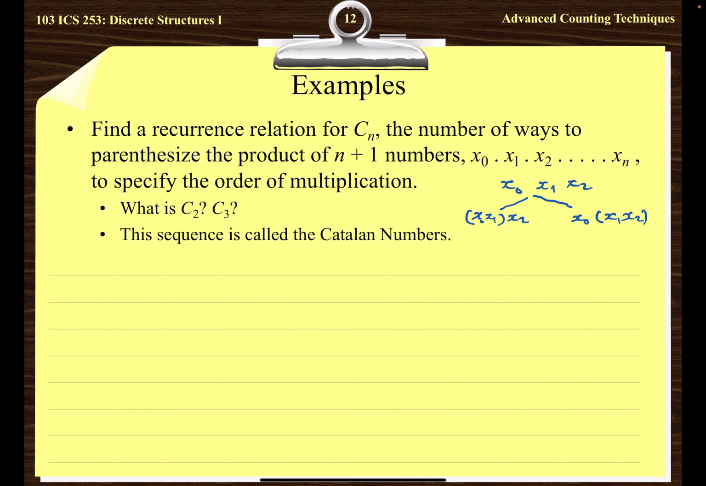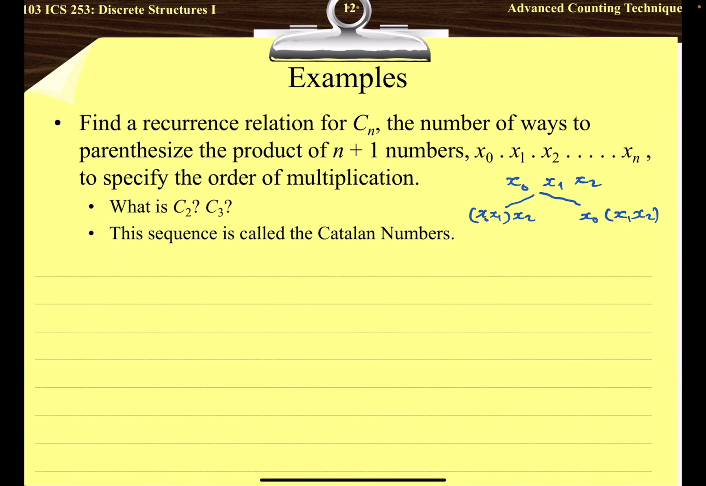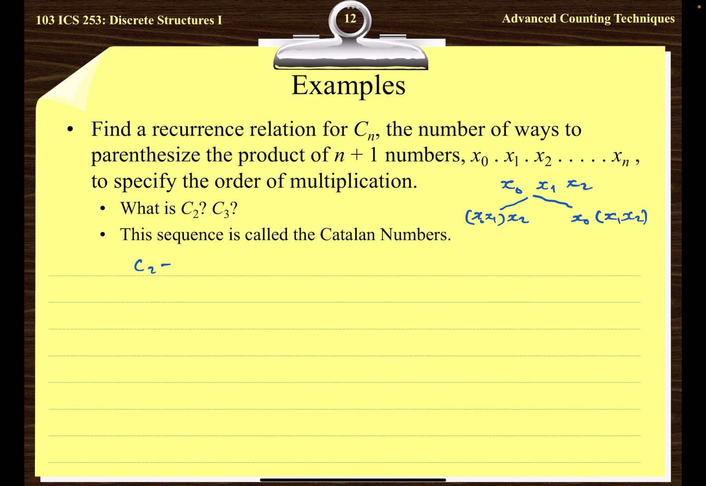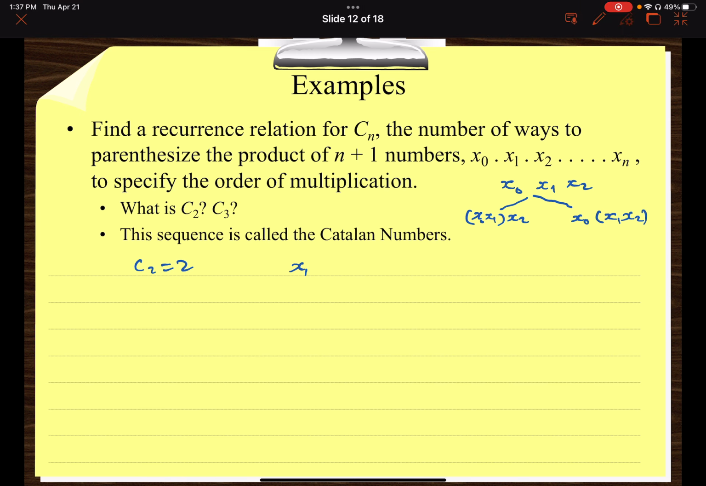So in this case, C2 is equal to what? C2 is equal to 2, right? No, this is C2 because it has 3 numbers. Cn, you have n plus 1 numbers. Now, what about C3? Well, let's look at C3. So what do I have? I have x1. Let's do it on the side.